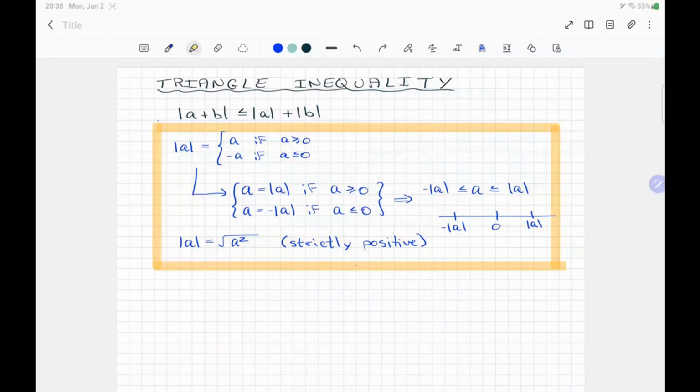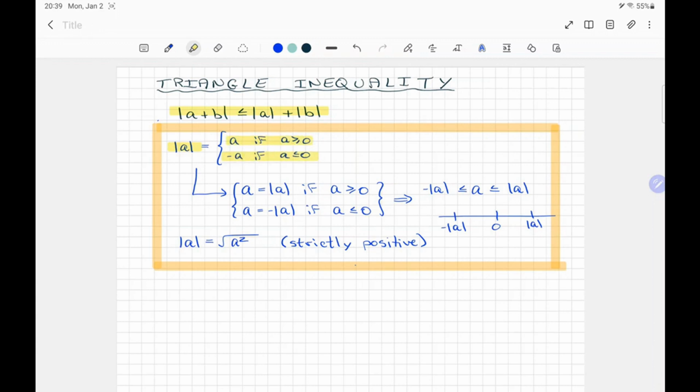Hello everyone. In this video we're going to take a look at the triangle inequality, which states that the absolute value of a plus b is less than or equal to the absolute value of a plus the absolute value of b. Recall that the absolute value of a number a is equal to a if a is greater than or equal to 0, or minus a if a is less than or equal to 0.